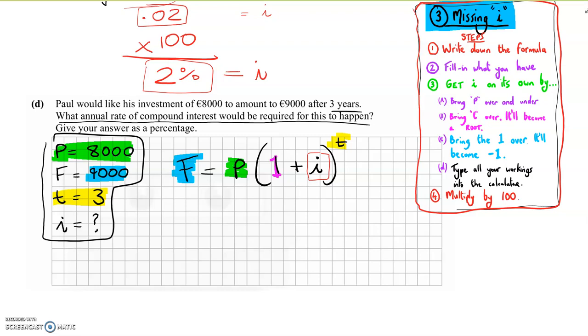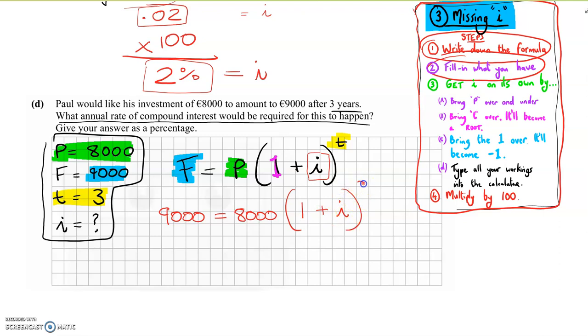Okay, I'm going to continue on. I hope you paused it and gave it a go. So we've written down the formula. We've done that already. Now fill in what you have. Okay, so F is 9,000. So 9,000. The principal is 8,000. 1 is 1. The interest rate I don't know. And T is 3. Okay, did that.